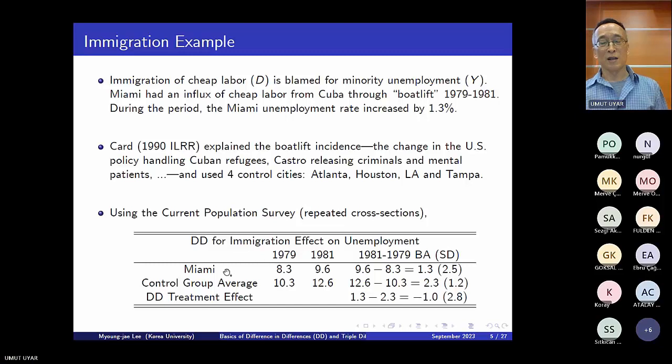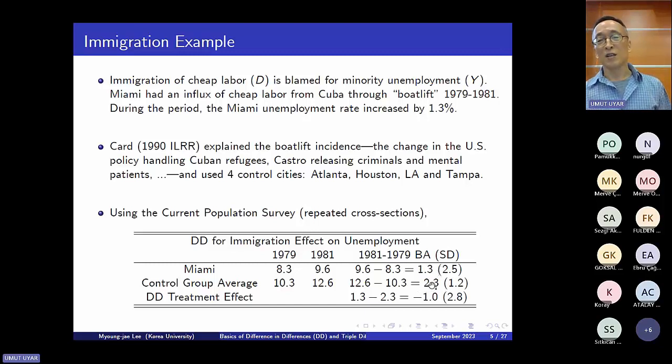If you compare Miami, which is the treatment group, before and after, you can see the unemployment rate has gone up 1.3%. And the control group average, that is the average of these 4 cities, went up from 7.3 to 12.6. So the BA of the control group is 2.3%. So the control group BA is even higher than the treatment group BA.